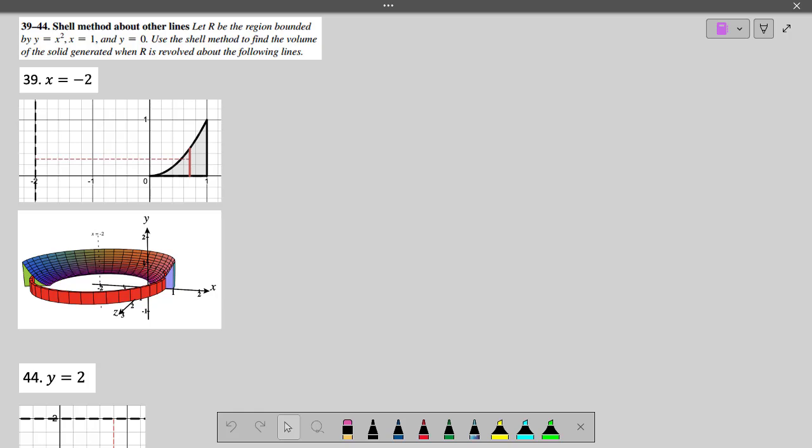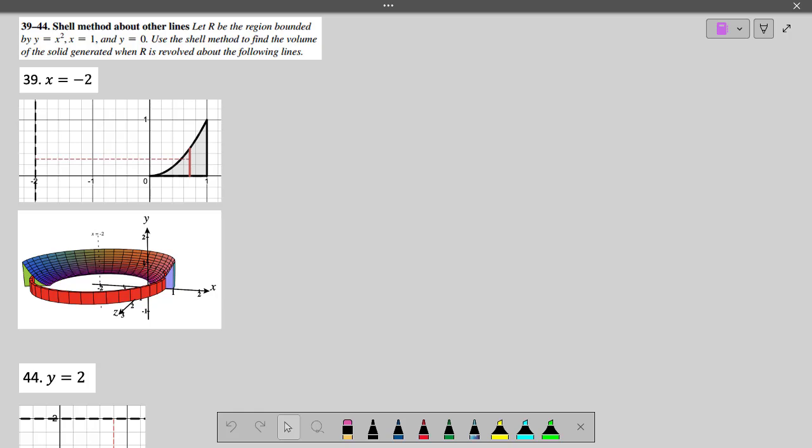There's our boundary curve right there. There's our region. And we want to rotate around x equals -2, which is way over here. So we're going to take our region, rotate it around x equals -2. And we're going to use shells. So we're told to use shells.